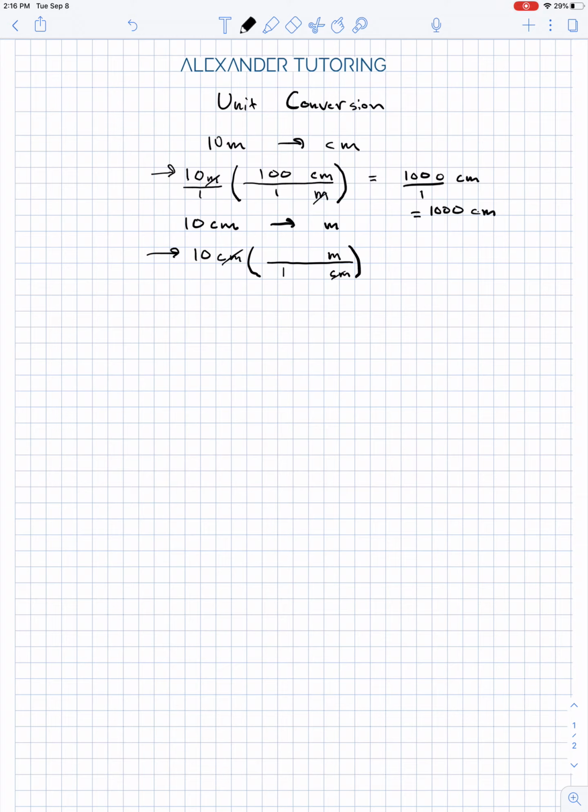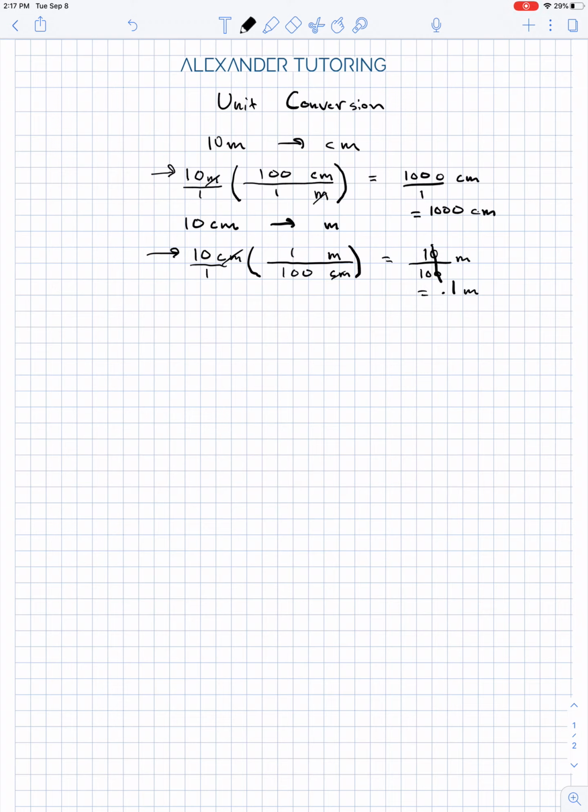There are 100 centimeters in 1 meter. Again, we put this over 1. We multiply across the top, multiply across the bottom to get 10 over 100 meters. We can cancel out a 0. 1 divided by 10 is just 0.1 meter. So you can see in case 1 you had to multiply, in case 2 you had to divide, but the big trick here is that you put the units in first, and they tell you where to stick the numbers so you never make that mistake.